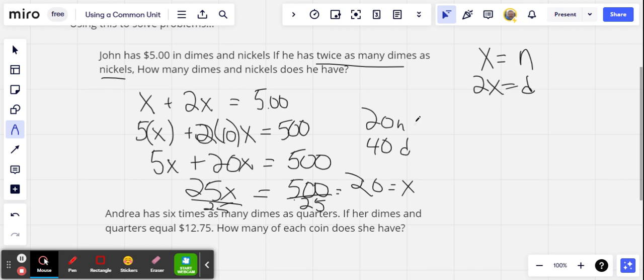In algebra, you can then check it. 20 nickels is $1. 40 dimes is $4. That gives us $5. So it's correct. That's the answer: 20 nickels and twice as many dimes, 40. And that gives us the amount we want.